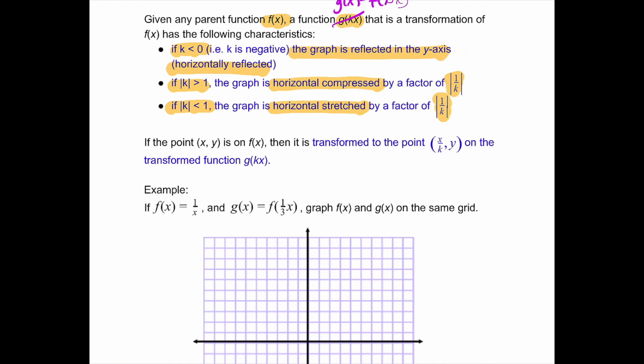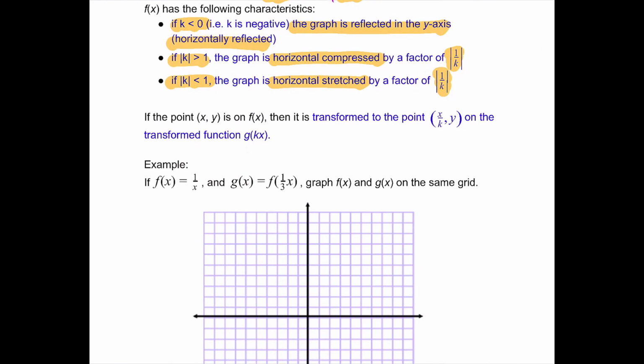So one of the tips or tricks when we do horizontal transformations in terms of stretches and compressions is that if a point x comma y is on f of x, whatever function we're transforming, then it's transformed to the point x over k comma y. So we take our original value of x on my parent function, or f of x, and we divide by k, and that gives us the new x value for the transformed function. So I'm going to fix this over here. So that's not correct. This is really what g of x is equal to f of k times x.